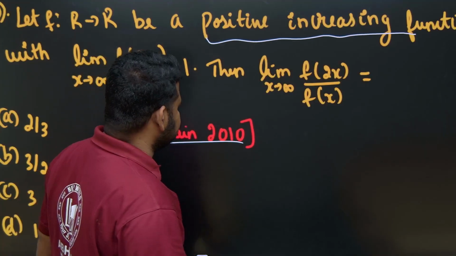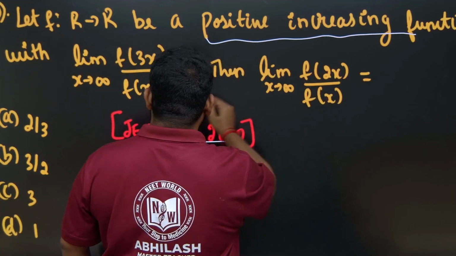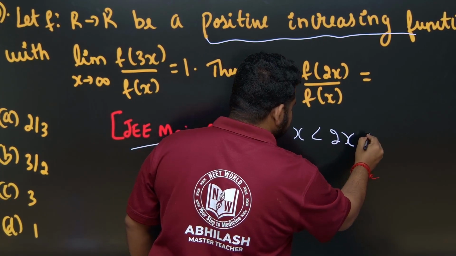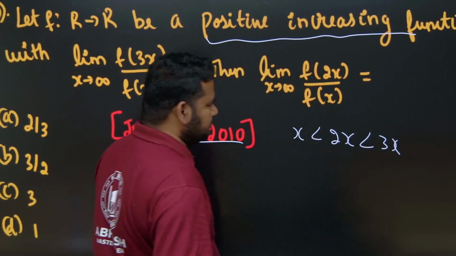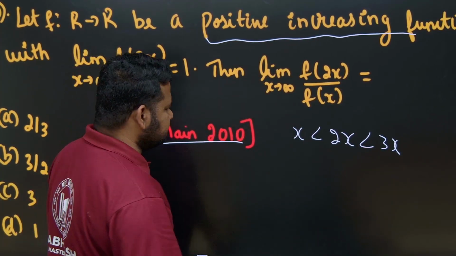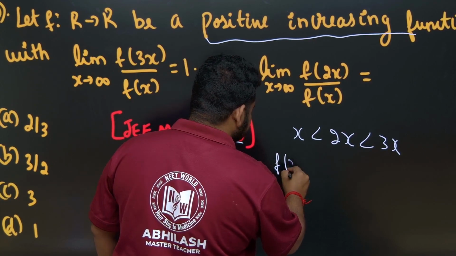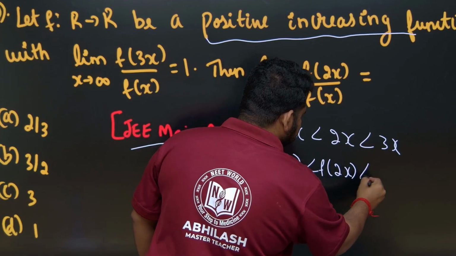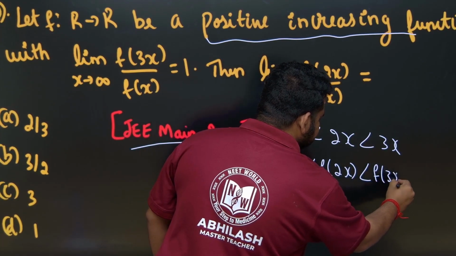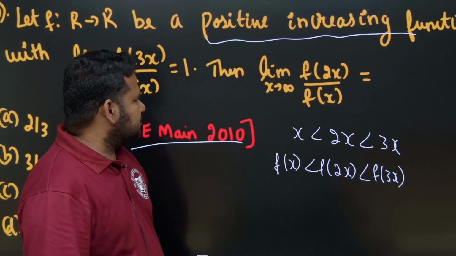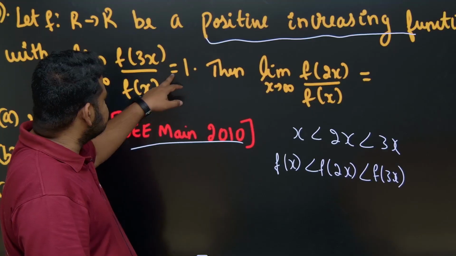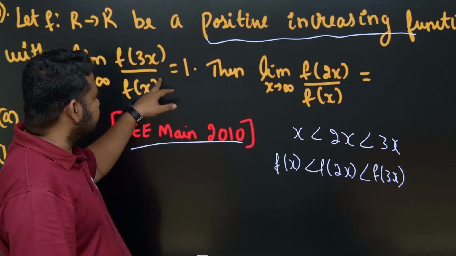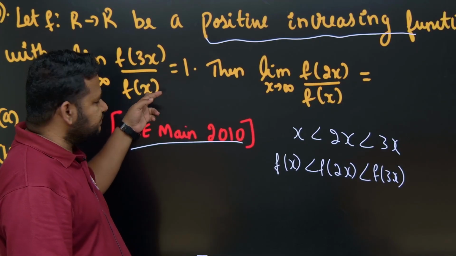Positive increasing function means x will be less than 2x, and 2x will be less than 3x. That means if I apply the f function here, f of x is less than f of 2x, which is less than f of 3x. They are telling us the limit as x tends to infinity of f of 3x by f of x is equal to 1. They have divided f of 3x by f of x.